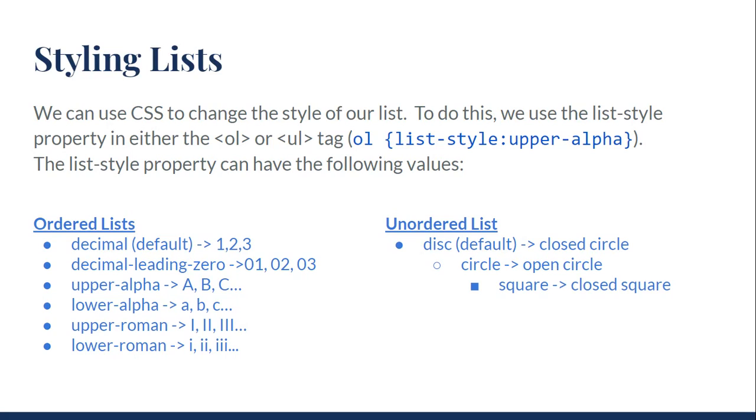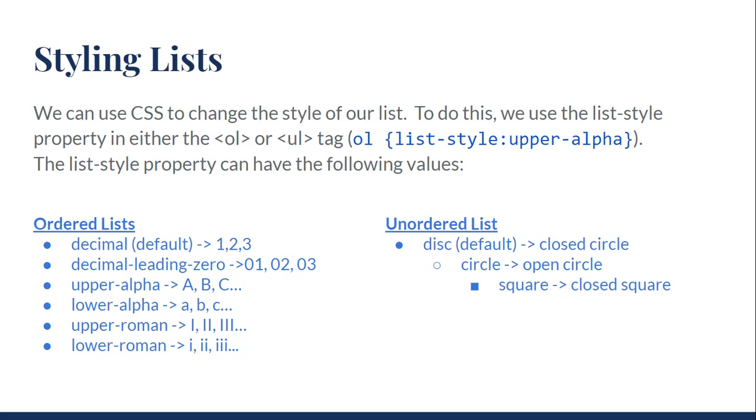Now, when we style lists, we can use the CSS to change the style of our list. So, for example, if I want to do an ordered list that is going to be capital letters, then up in my CSS style, I write OL and I do list-style upper-alpha. Notice that it gets applied to the list type and not the list item. So all OLs will be upper-alpha.